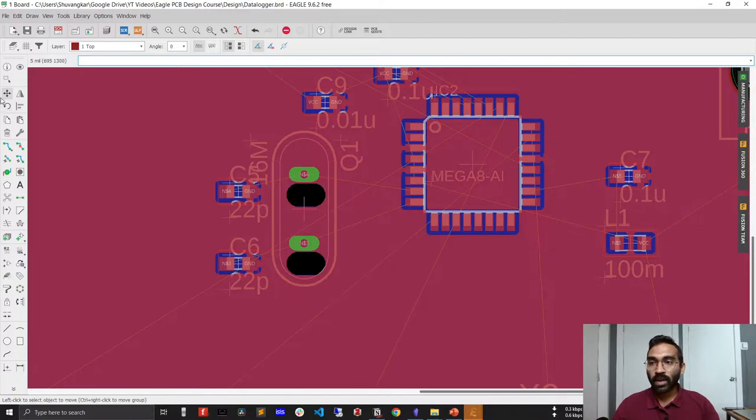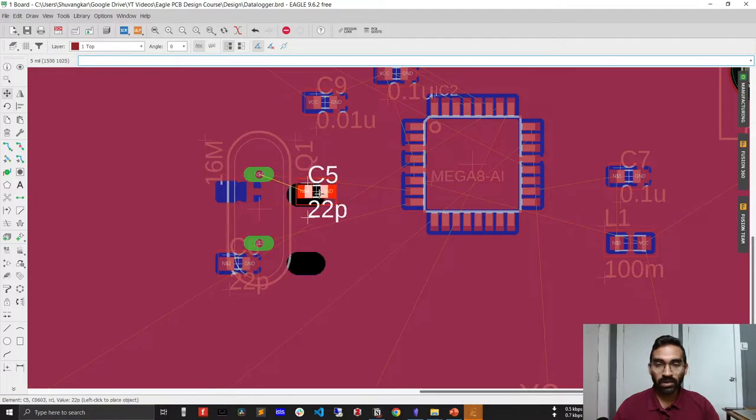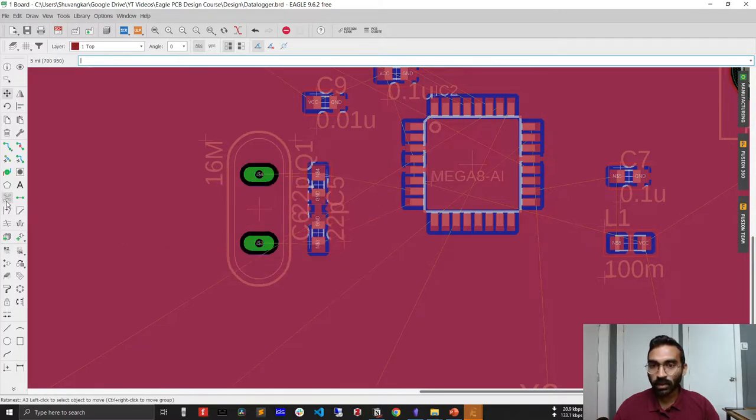Okay, so I have placed the crystal, and after that I will change the capacitor closer to this microcontroller, so that the connection to the crystal, capacitor and microcontroller ground will be closest. Okay, I think this distance is perfect. Okay, so now my concern is what should be the wire bend.